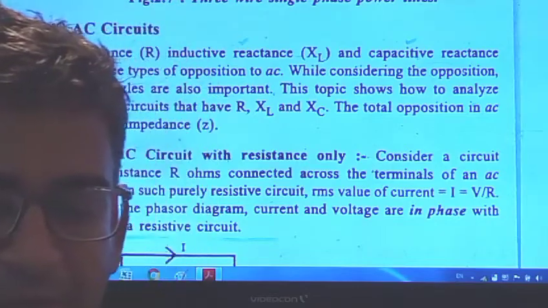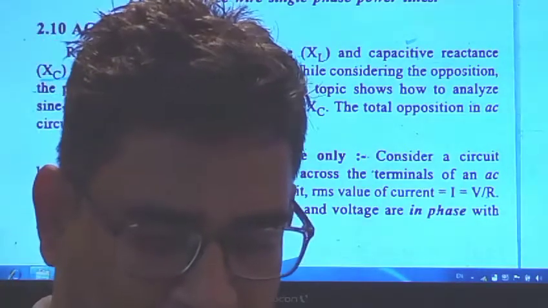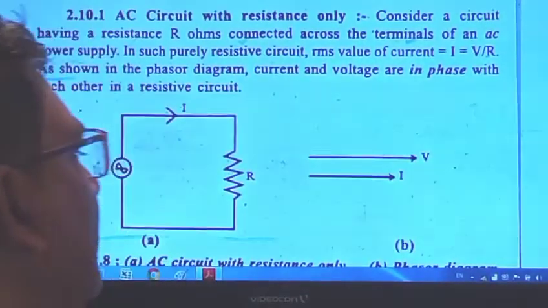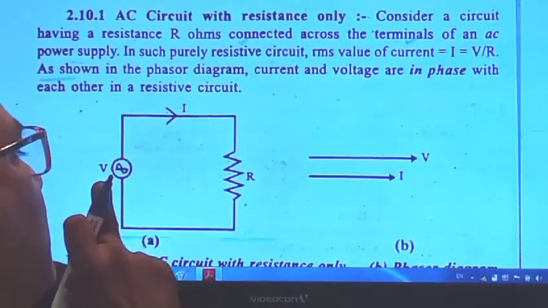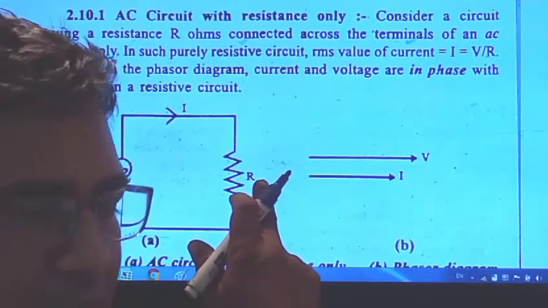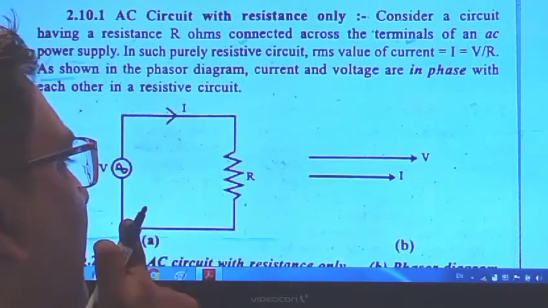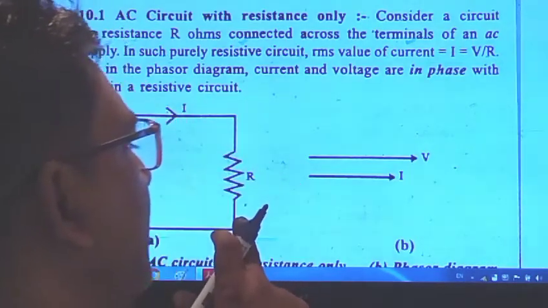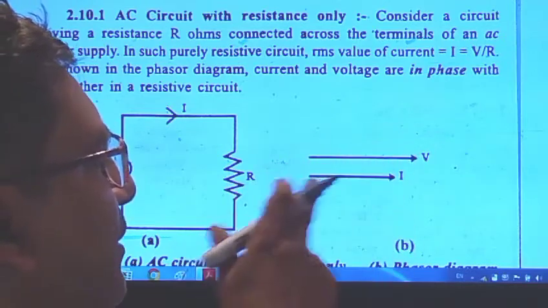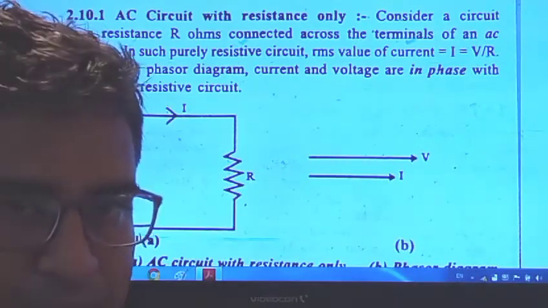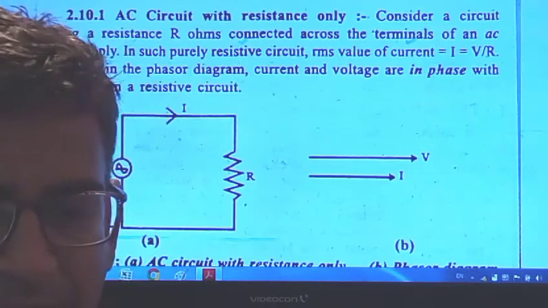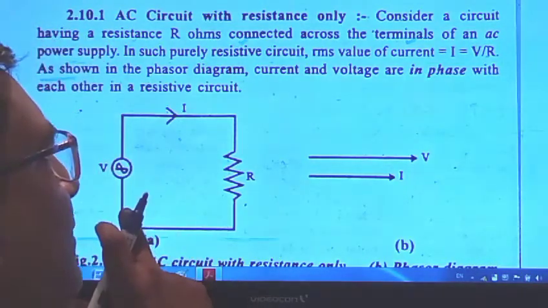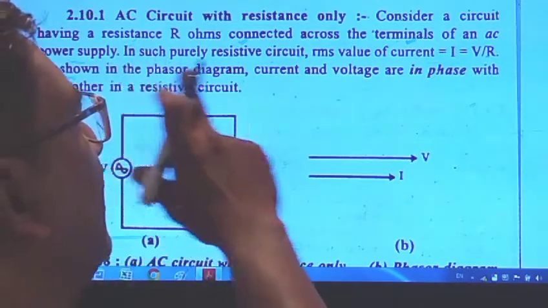Now the very first, the AC circuit with a resistance only, we will see this one. Consider this diagram. Here the voltage source has been attached with a resistance R, and the whole path is connected to the voltage source through a resistance, and a small current is going to flow through this resistance. Consider the circuit having the resistance R connected across the AC terminals. It is a purely resistive circuit.